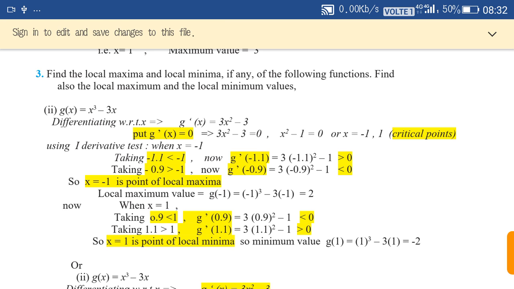So the minimum value will be g1. You put the value of 1 in the equation of curve. So we get the value is -2. So it is the minimum value. This is the method to find maximum and minimum value using the first derivative test.